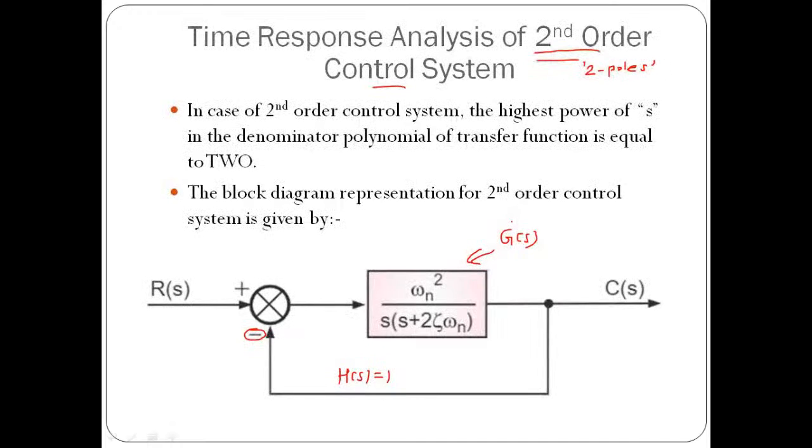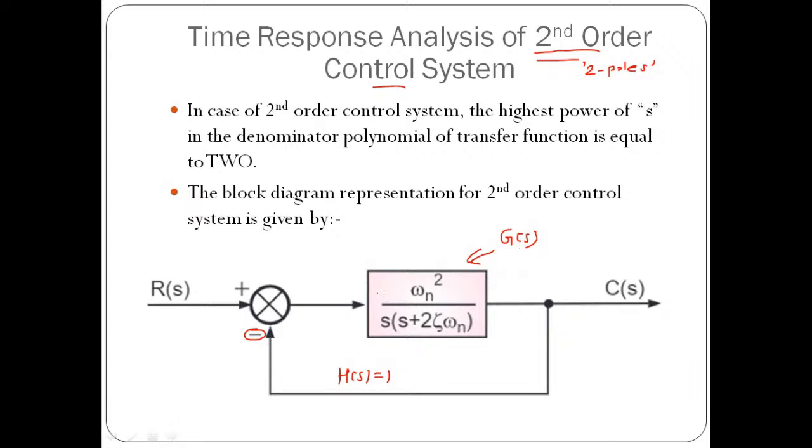We have to first calculate its closed loop transfer function or overall transfer function. That will be our first step. So it will be like G(s) upon 1 plus G(s) into H(s), where the expression for G(s) is omega n square upon s in bracket s plus twice zeta omega n, and H(s) is nothing but 1.